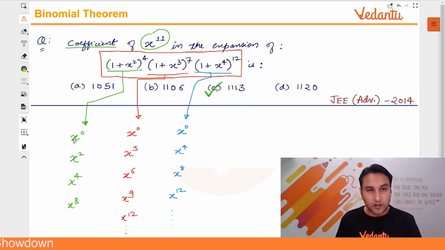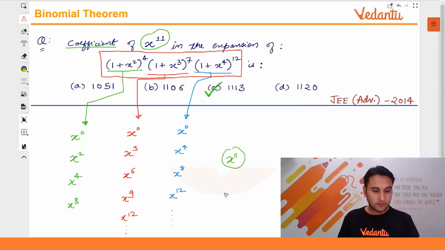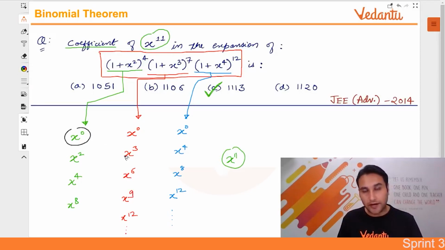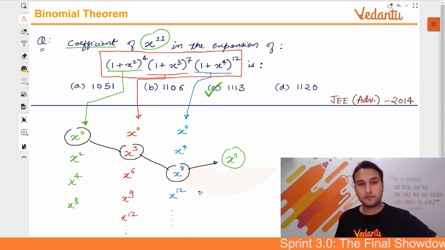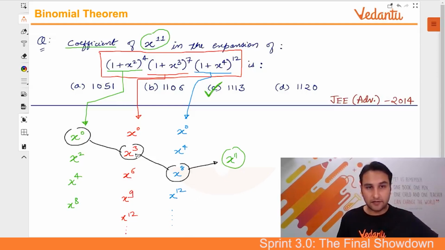But now look at this. You have to look at the combination which will give you the summation of these powers as 11. It should lead to x to the power 11. How? Let me give an example. Let's take 0 here. If x to the power 0 gets multiplied by, say, x to the power 3, what is the total power? This is 1, x to the power 0 is 1, then x cube. Now what else will you want? If you get x to the power 8, will you get x to the power 11? Yes or no? You will get 8 plus 3, 11.